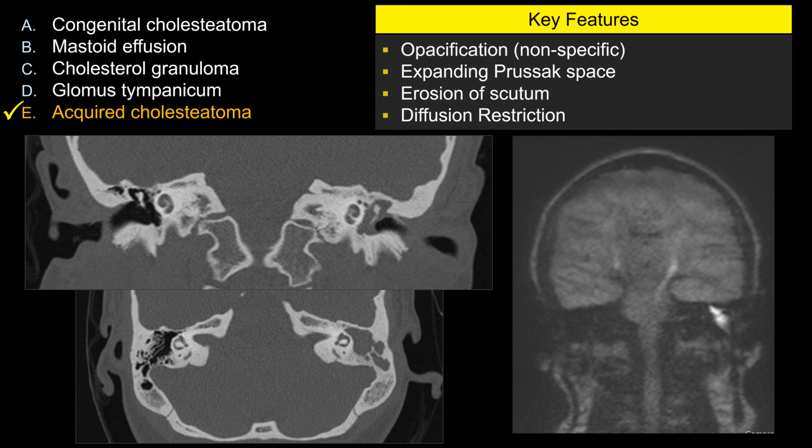The icing on the cake for this case is that if you do an MRI with a diffusion weighted sequence, you have restricted diffusion. So now you have all the buzzword description for acquired cholesteatoma: expanded Prussak space, erosion of the scutum, as well as diffusion restriction.